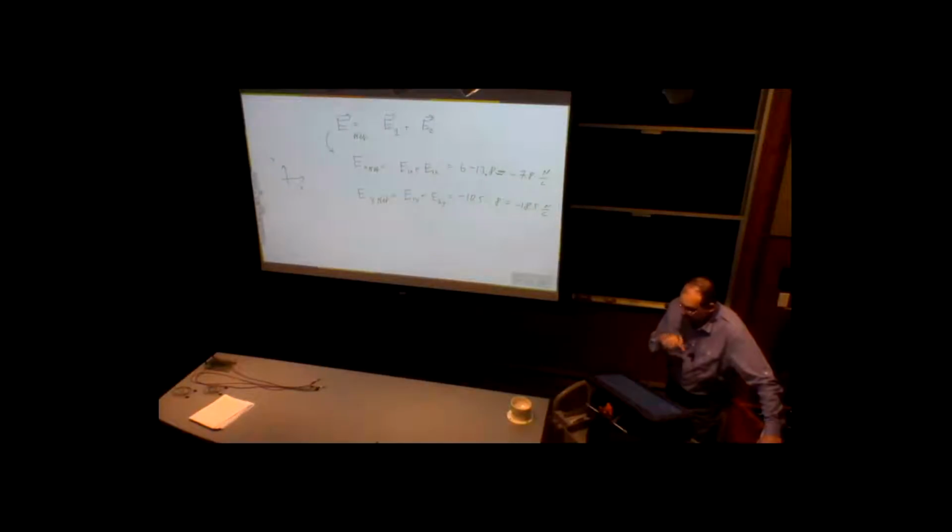And now, if we know components, we can draw that vector. First of all, we need to extend the x-axis, the y-axis. X component is negative, so negative 7.8. Y component is negative, negative 18.5. So the actual net electric field points like this.